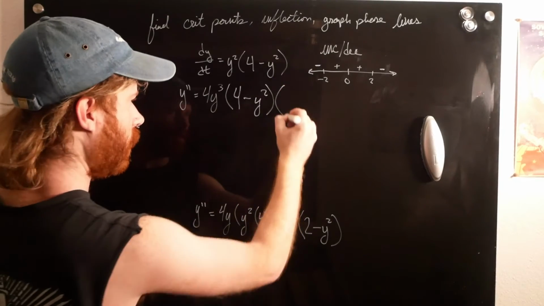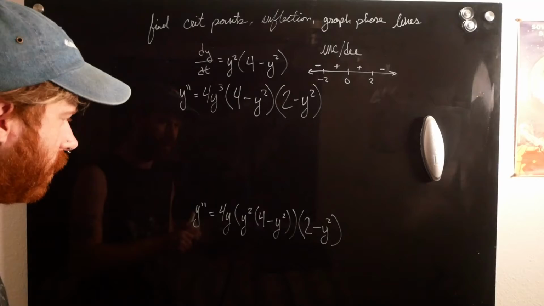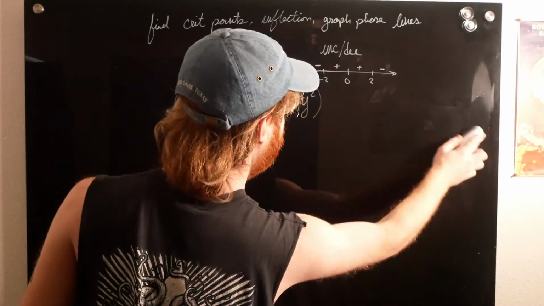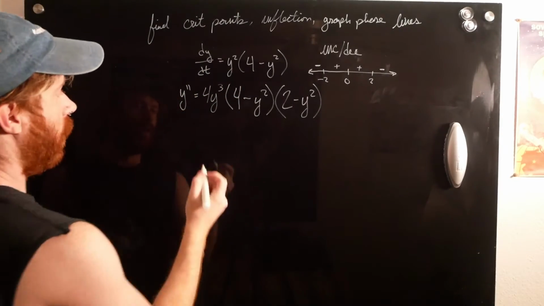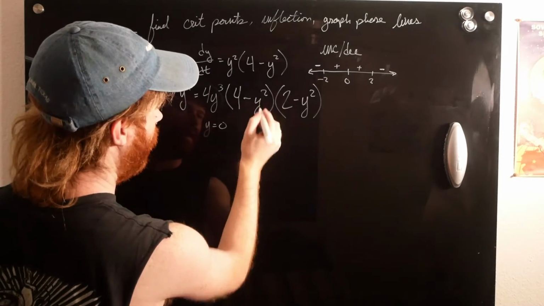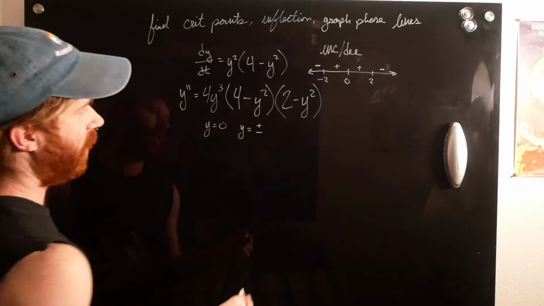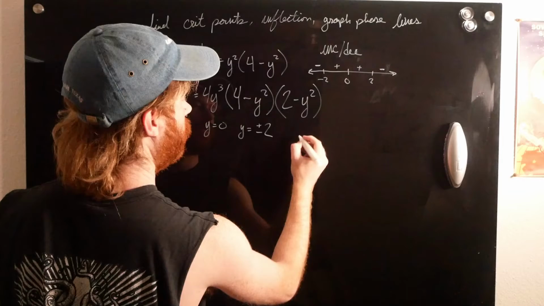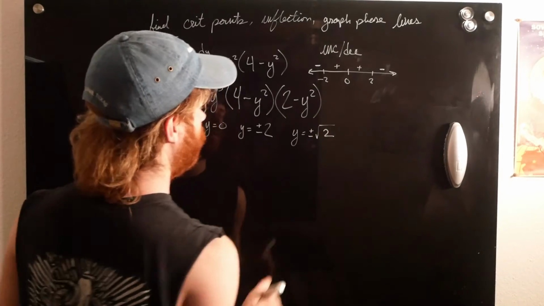Y squared and 2 minus y squared. Okay, so let's find the zeros of this. The zeros of the second derivative will give us our inflection points. So, we know that y equals 0 is one of them, y equals plus or minus 2 for this, right? And then y equals plus or minus root 2 for this one. So plus or minus 2, y equals plus or minus root 2.